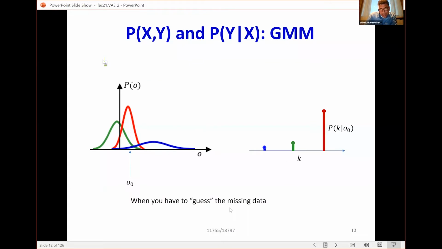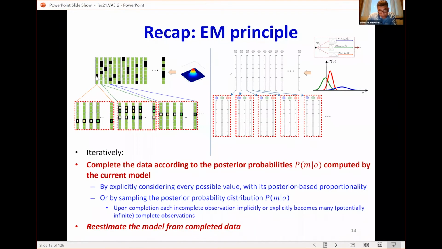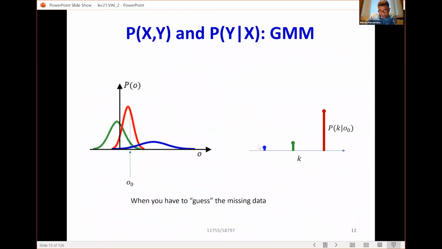So in this Gaussian case, for each vector, you're going to make a very large number of clones of it, tending to infinity, and you're going to fill in this missing component with every value it could take, but the number of times a specific value is assigned is going to be proportional to P of M given O. Similarly over here, for every vector, you're going to make many copies of it, and each copy is going to be assigned a Gaussian, but the number of vectors assigned, say, the blue Gaussian is going to be proportional to P of blue given O.